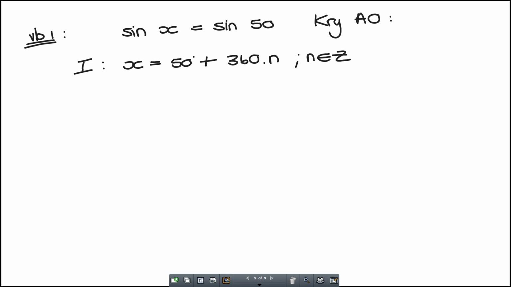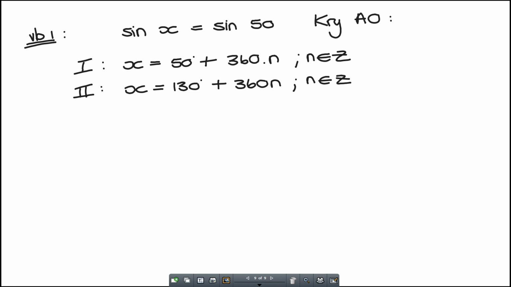N element of integers. And in quadrant 2, so hierdie is eintlik baie makliker. Alles word klaar vir jou gegee. Quadrant 2 would be 180 minus that angle of 50. So jy kan dadelik skip en sê 130 plus 360 n.